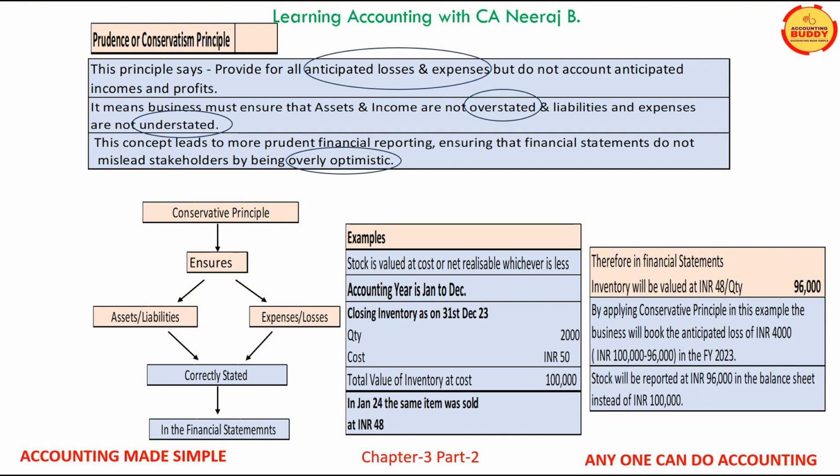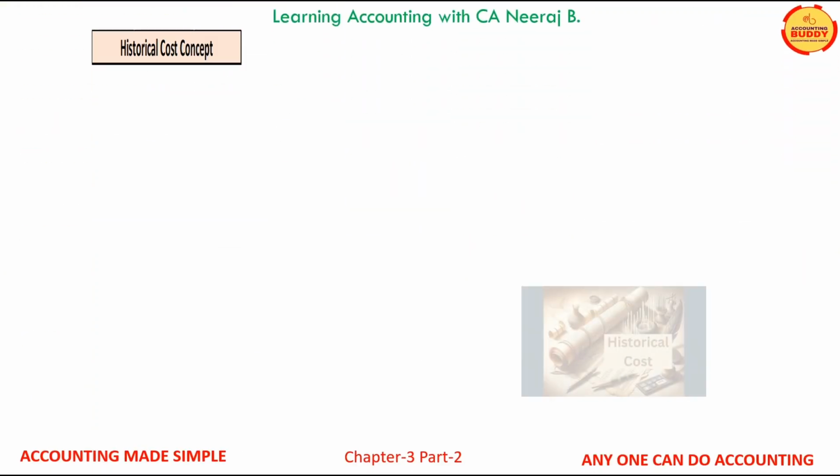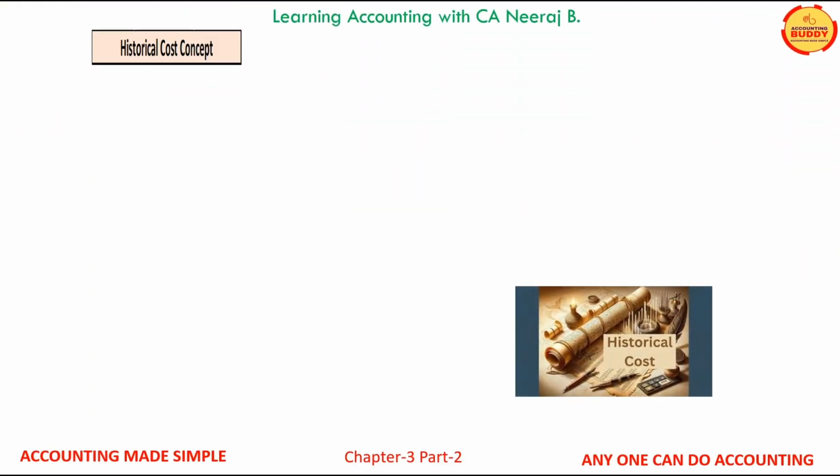Now imagine even after knowing that the item can only be sold at INR 48, if the business had not acted, it would have resulted in overstatement of profit by 4,000 and overstatement of assets by INR 4,000. I hope you remember the term historical cost. Yes, absolutely. We learned about this term when we discussed fixed assets.